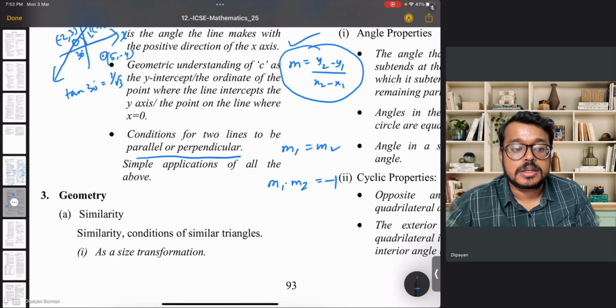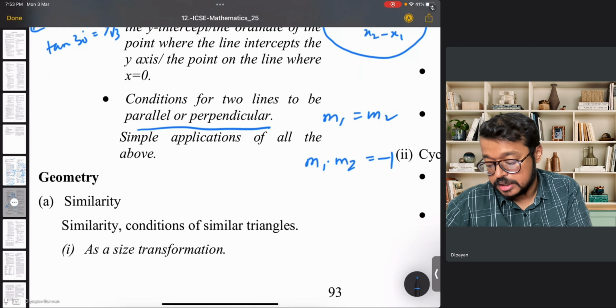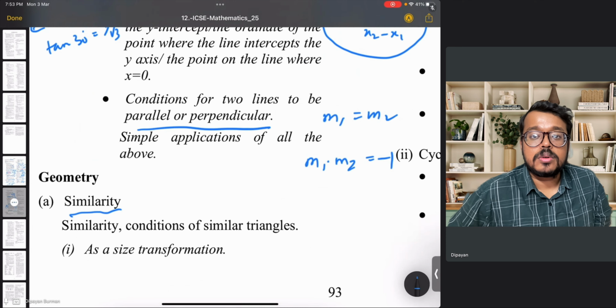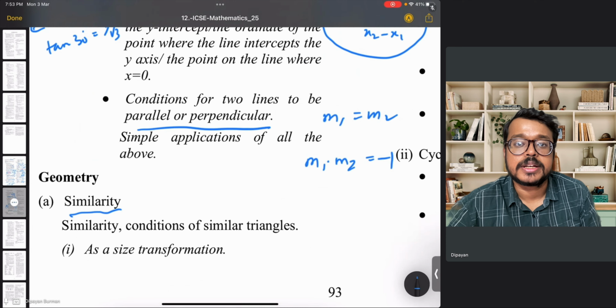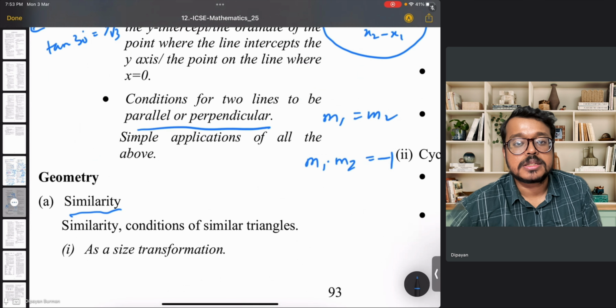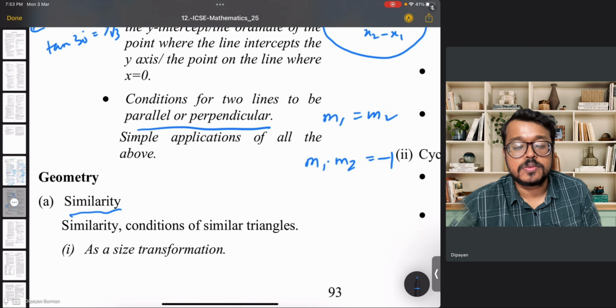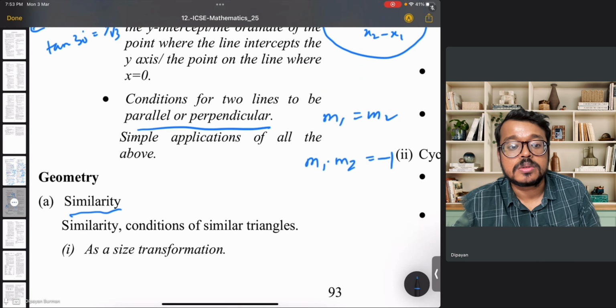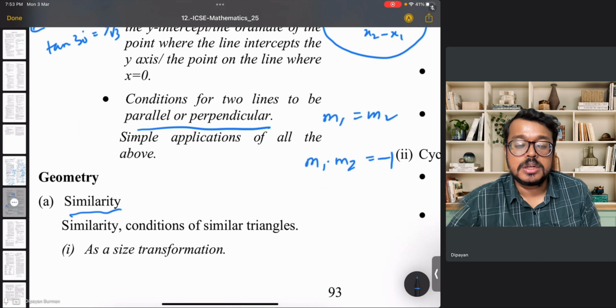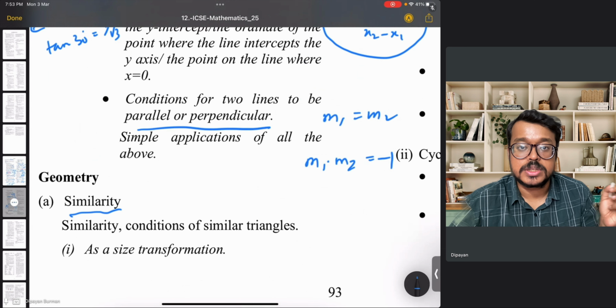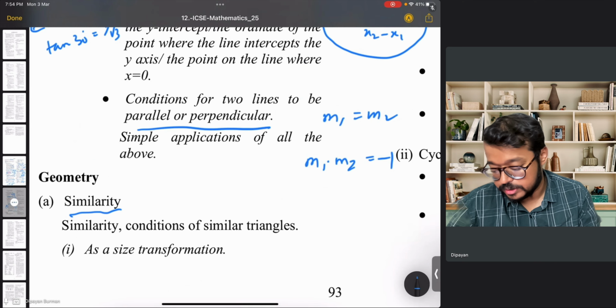In geometry, let's say for similarity, you need to know how to identify similar triangles and how to prove similar triangles. So a question might ask you to prove that a pair of triangles are similar. So you need to know how to write the steps, which angle is equal to which angle, what reason, or which sides are proportional. And then there are three similarity criteria. You have to mention the two triangles are similar because of which criteria, and naming convention is also important.